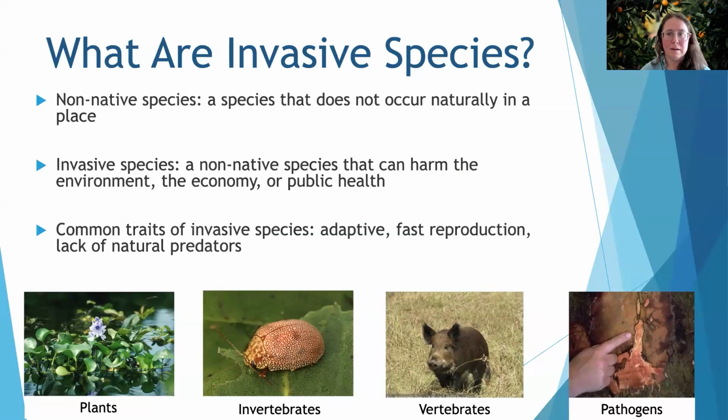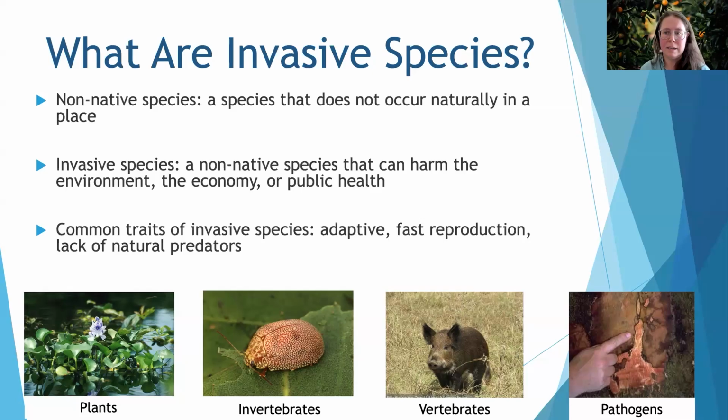So invasive species are non-native, which means that they do not occur naturally in a particular place. Not all non-native species are invasive. Some non-native species, such as many of the crops we eat, are not harmful and not considered to be invasive species. Invasive species are defined as non-native species that can harm the environment, the economy, or public health.